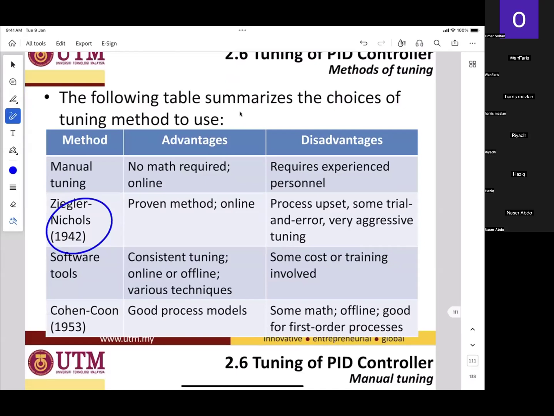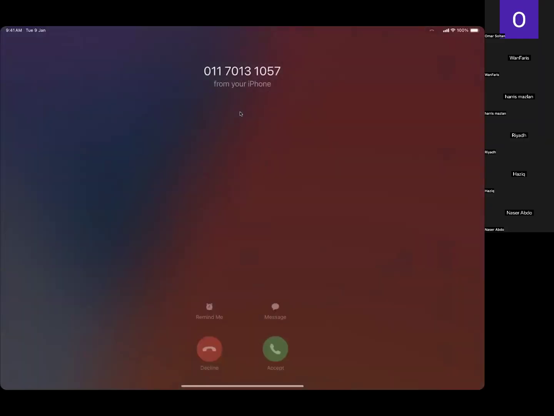Then the other one is using a software tool, so we call it a PID tuner in MATLAB. Okay, consistent tuning, with online and offline measurements.